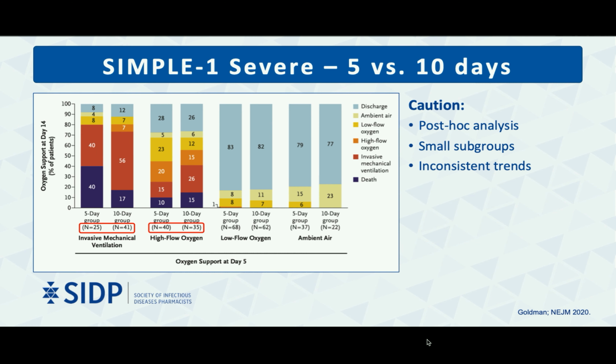In a post hoc analysis, the authors examined if there was any benefit of 5 additional days of therapy, or in other words, days 6 through 10 of therapy, for patients grouped by their oxygen support requirements on day 5. This was considered kind of their new baseline.